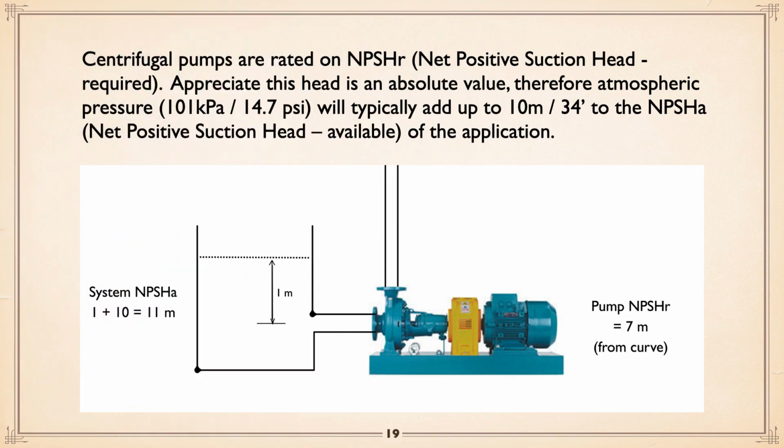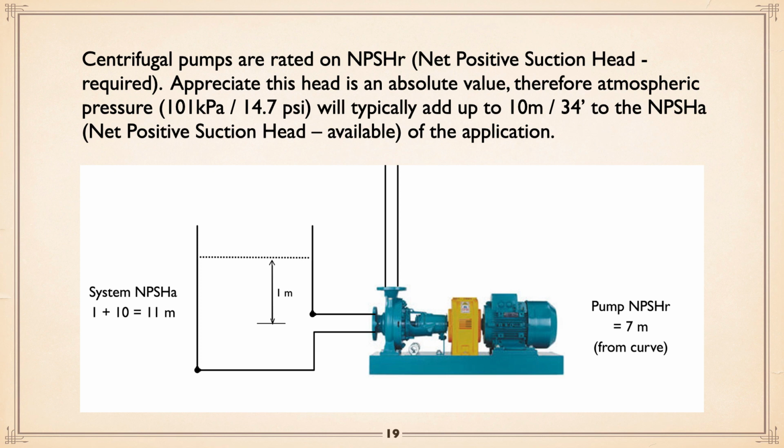Now, what they do for cavitation, pump manufacturers have the pump with a rated NPSHR, net positive suction head required. Now, this is an absolute value. Therefore, atmospheric pressure will give you that pressure in terms of head, and let's talk US units, 34 feet. So to the NPSH available that you need, you can add that atmospheric pressure on.